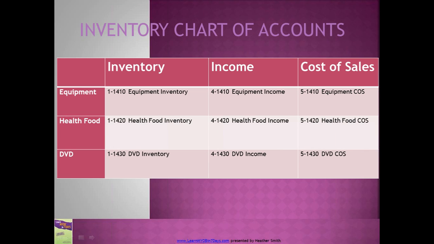I have inventory, which is my asset, income account, and cost of sales account. And what I've done is I've looked at the inventory of this business. This was a gym, a health food sort of business, and they have equipment, they have health food, and they have DVDs.